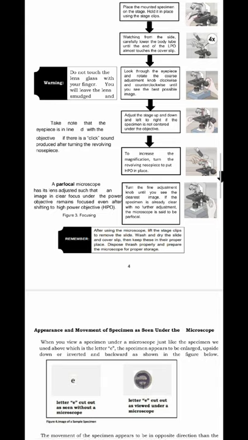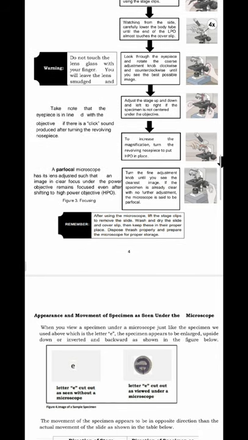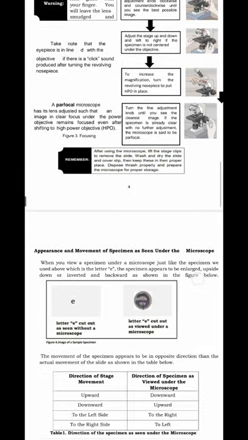So there are things here to be remembered. After using the microscope, lift the stage clips. You know what the stage clip is because it was already discussed to you last meeting. Remove the slide or the glass, wash and dry the slide and cover slip, then keep them in their proper place. Dispose of trash properly and prepare the microscope for proper storage. Sometimes the specimens they use can be blood, because they look into the plasma in the blood and the white blood cells, which cannot be seen by our naked eye.